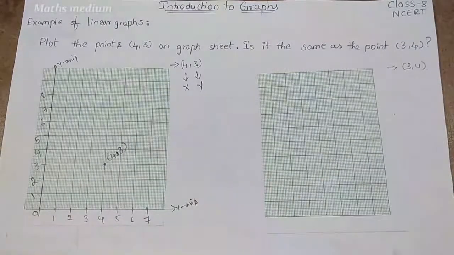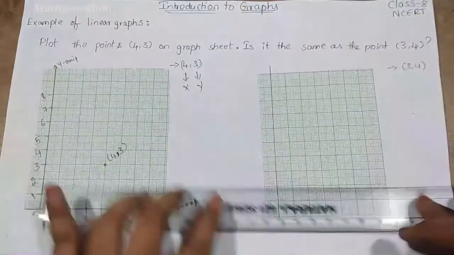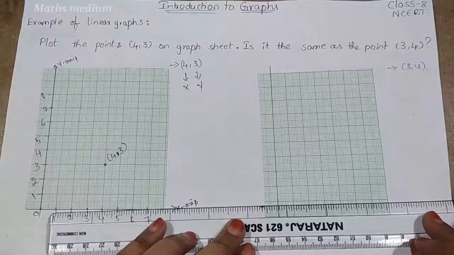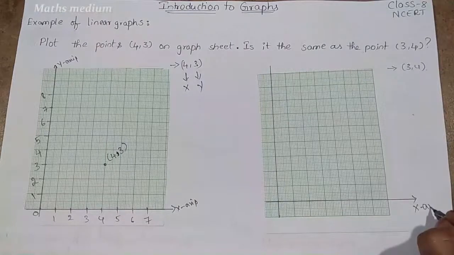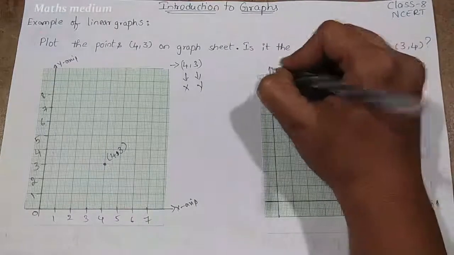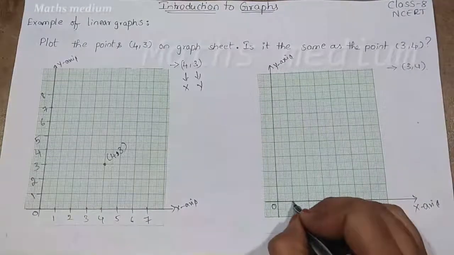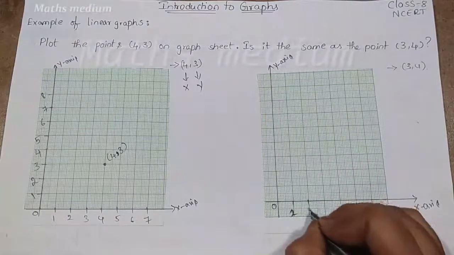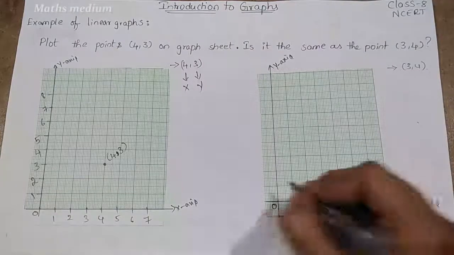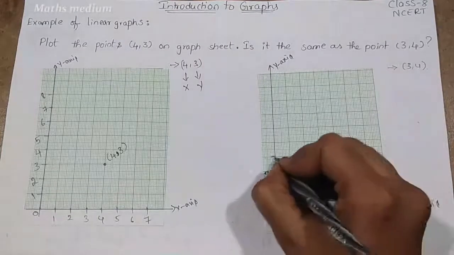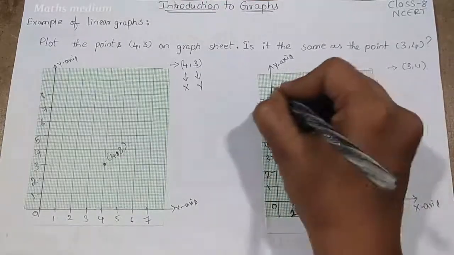Next, similarly, I am taking here for the (3, 4). So this is the y-axis and this is the x-axis. The horizontal axis we call the x-axis and the vertical axis we call the y-axis. So this is 0, 1, 2, 3, 4, 5, 6, and this is 1, 2, 3, 4, 5, 6, 7, 8.